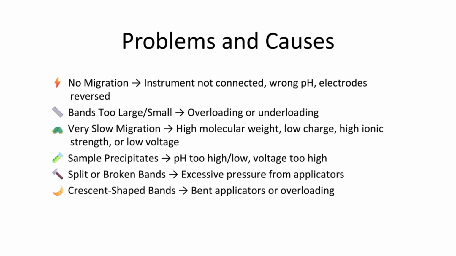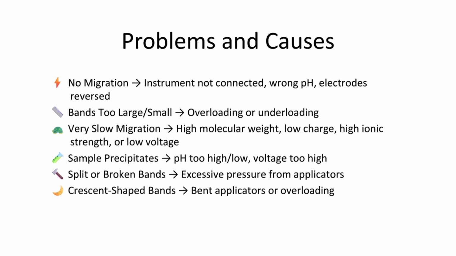If there is no migration at all, the most likely reasons are that the instrument is not connected, the buffer has the wrong pH, or the electrodes are connected backwards. If the bands appear too large or too small, the problem is usually due to overloading or underloading the sample.